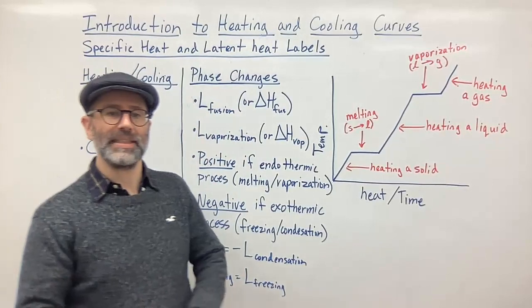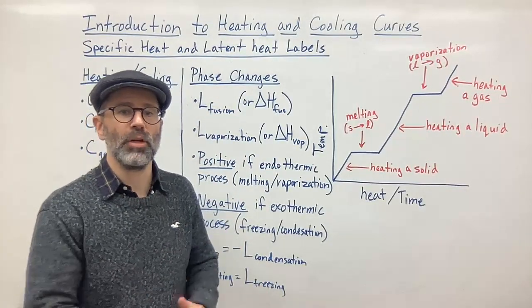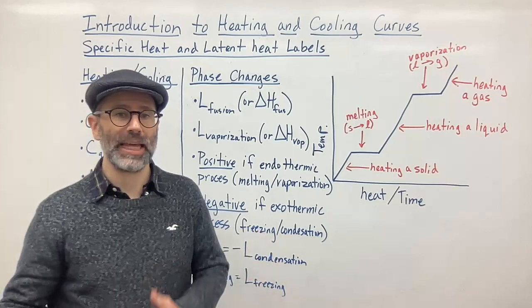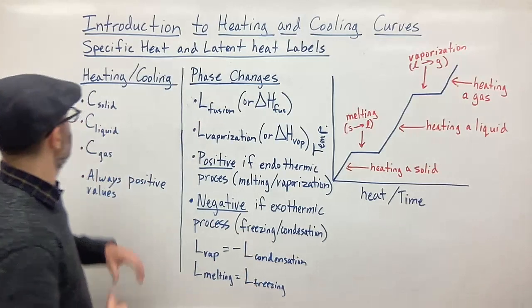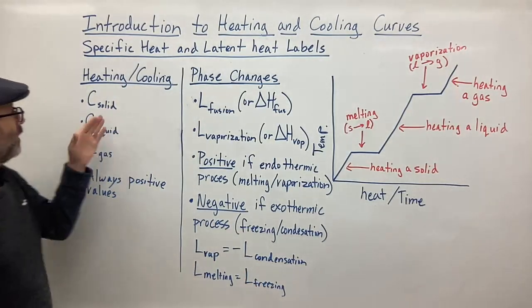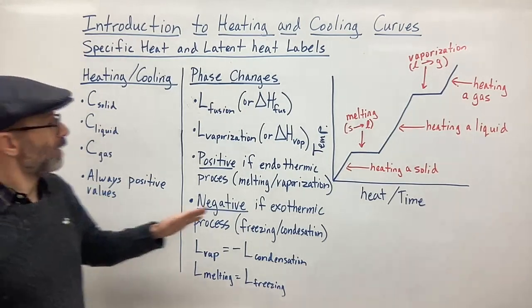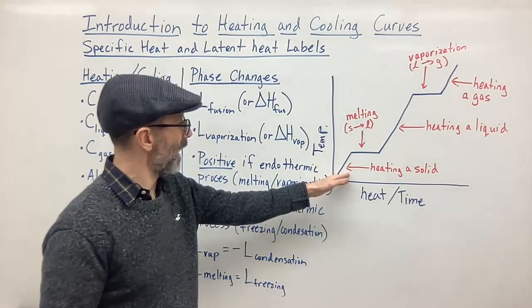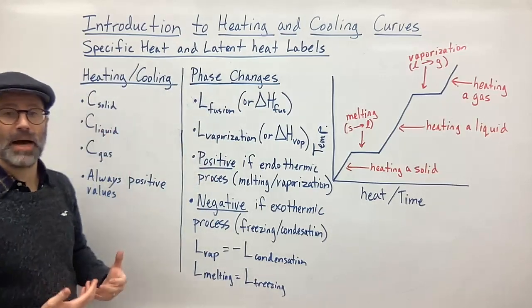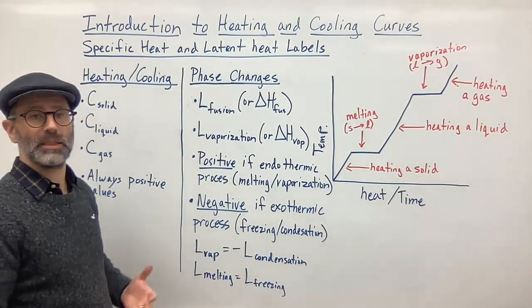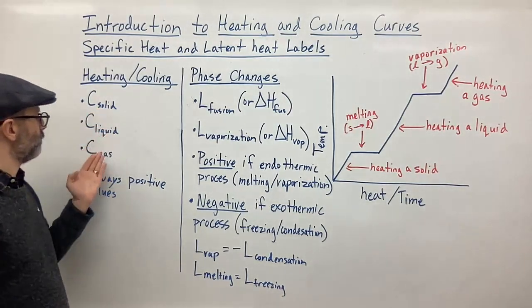Okay, so the next thing we need to talk about, as I was just mentioning, is that we need to label our specific heats and our latent heats because there are different kinds of each. So when we're talking about heating and cooling, depending on where we are on this curve, if we've got a solid, a liquid, or a gas, then when we're trying to calculate the amount of heat absorbed or released by that substance, we need to know which specific heat to use.